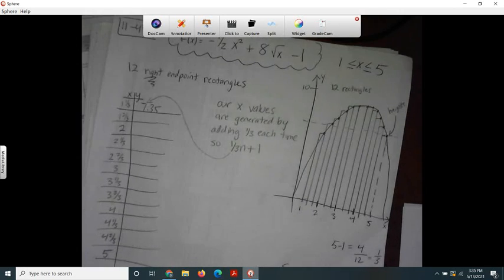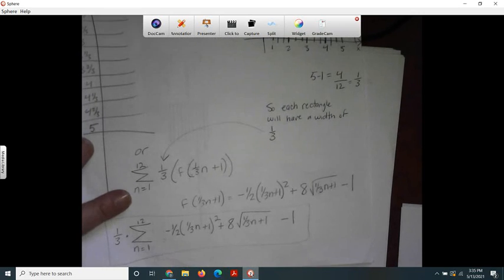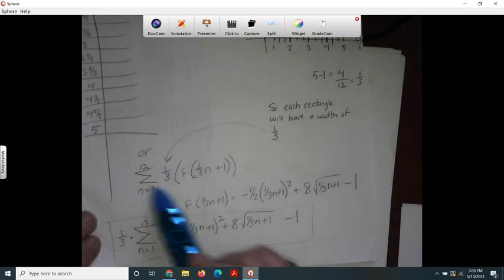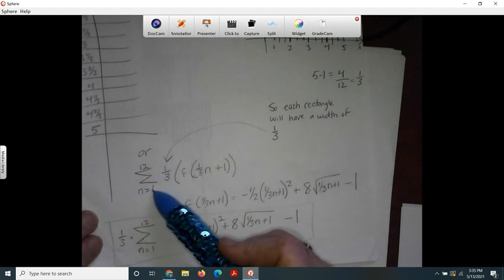And I understand this. There's 12 rectangles, so we're going to add up the first rectangle, the second, third, fourth, fifth, all the way up to the 12th rectangle. So that should make sense. The 1/3 stands for the width.